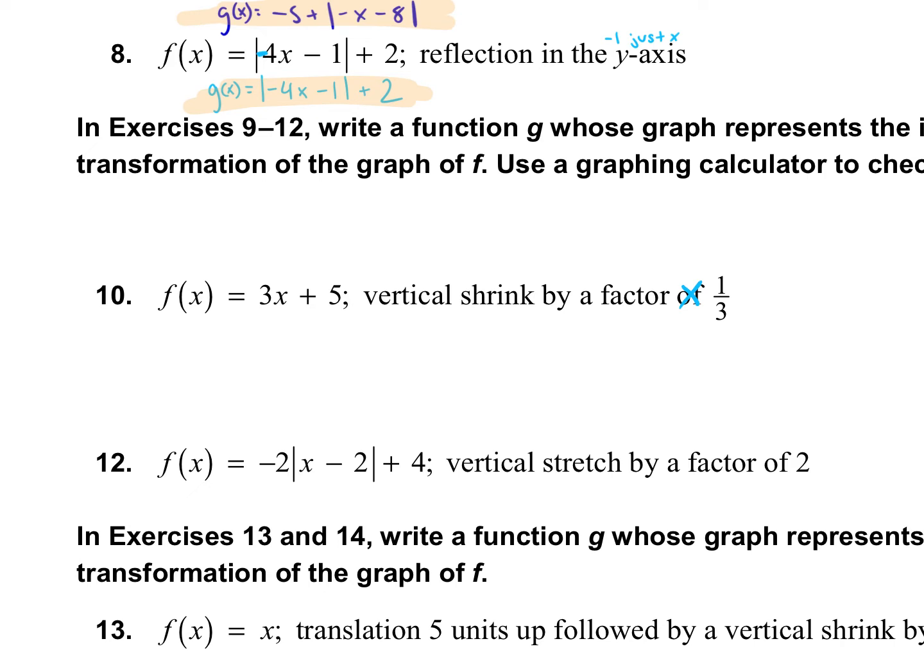Right, for number 10, how would we show a vertical shrink by a factor of 1/3? We multiply 1/3 to what? To everything. For stretch or shrink, it gets multiplied to everything. So everything gets multiplied by the 1/3 and we distribute. So what's 1/3 times 3? 1, so it would just be x. Perfect, and then we would just leave it as 5/3.